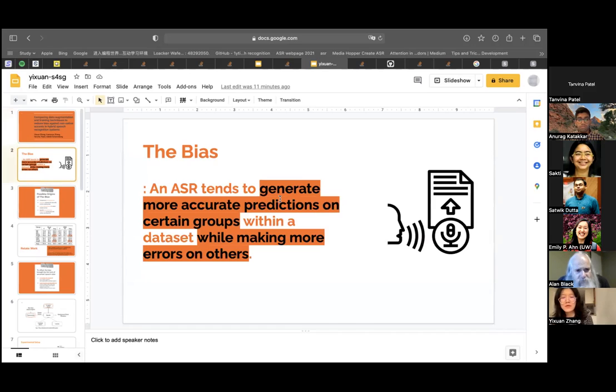The first question is, what is a bias? What is a bias in my title? The bias is quantified as the absolute word error rate difference between different groups, as ASR tends to generate more accurate predictions on certain groups within the data set while making more errors on others.